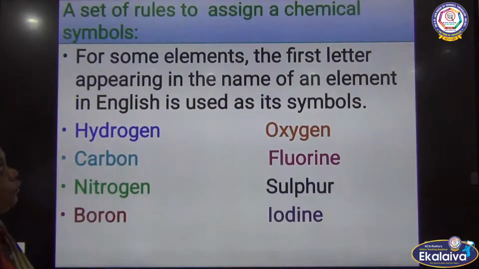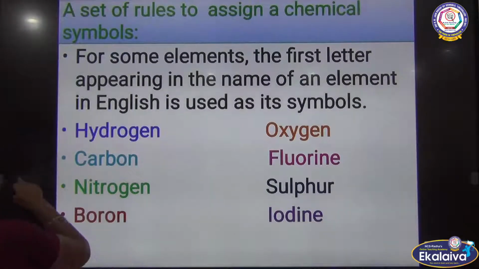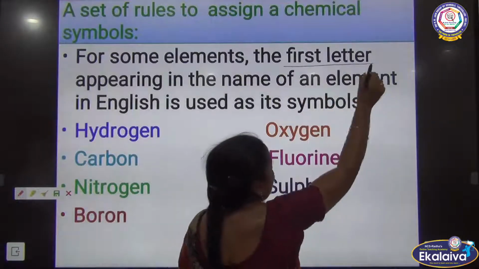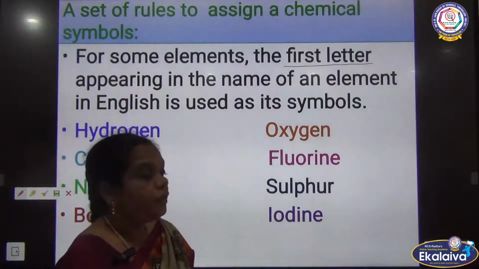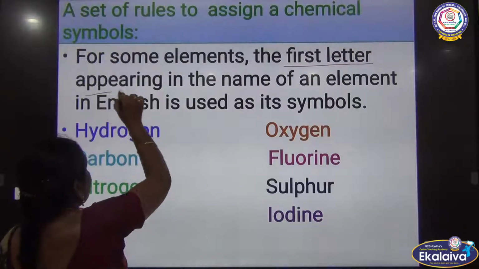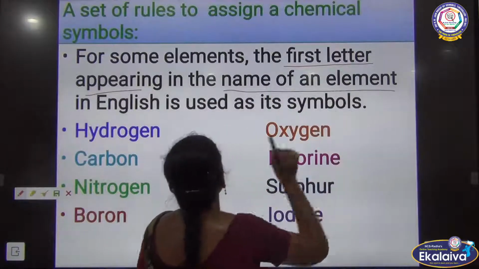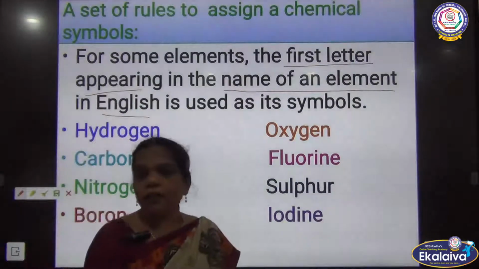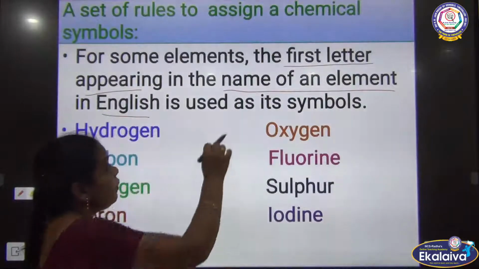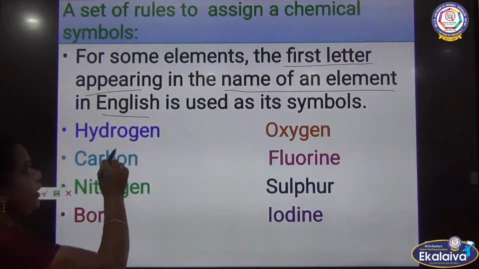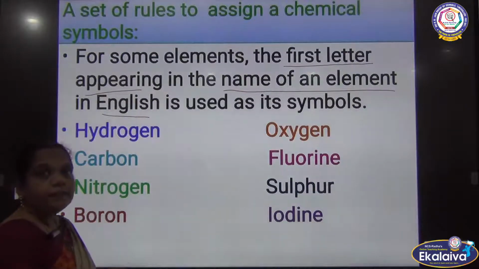So what is the rule to assign the chemical symbol? For some of the elements we give the abbreviation as the first letter. The first letter appearing in the name of the element in English is used as the symbol. So the first rule is assigning the first letter of the element in English as the symbol.